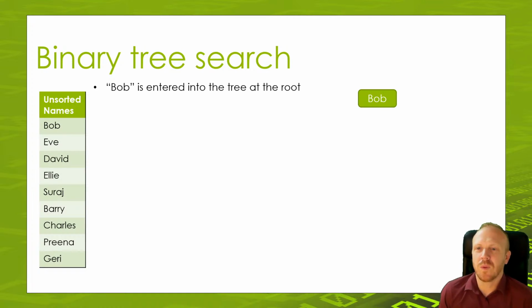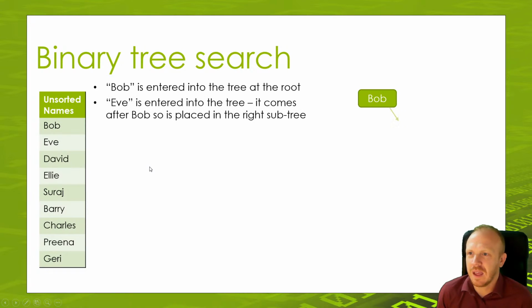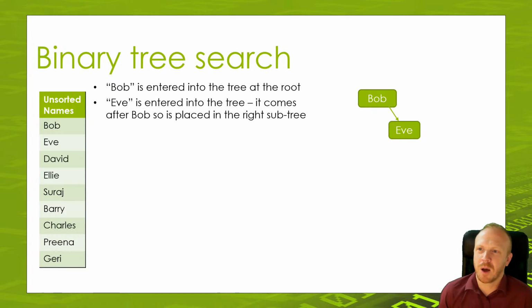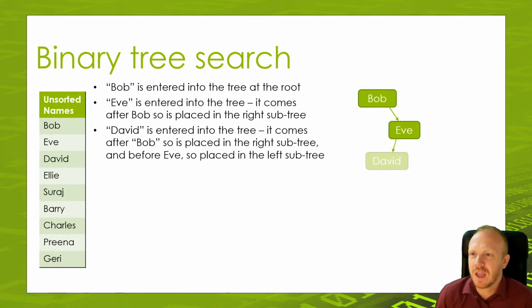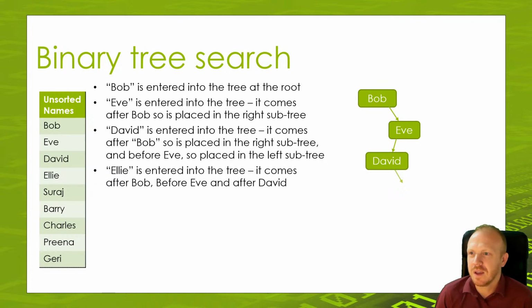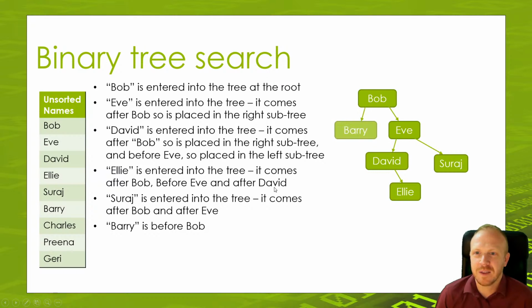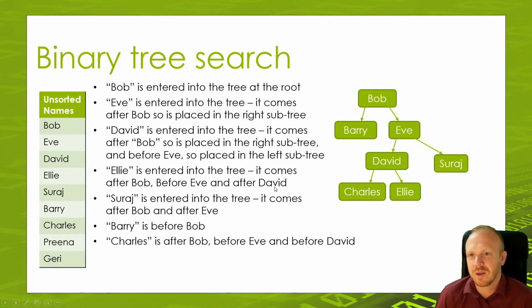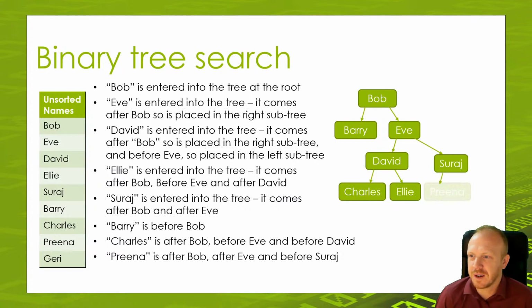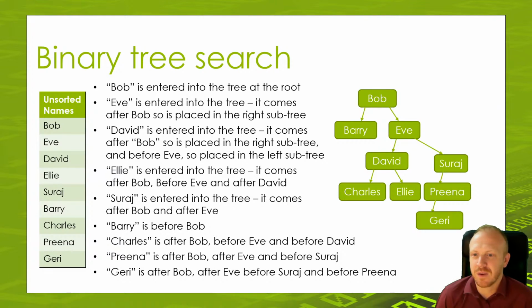But if as we're getting these values we put them into a tree to begin with, this can be a lot faster. So Bob comes in, goes at the root of the tree. Eve comes in, is placed in the tree, comes after Bob, so it's placed in the right subtree. David comes after Bob, so it's placed in the right subtree, but before Eve, so it's placed in the left subtree. Ellie, after Bob, before Eve, after David. Siraj, after Bob and after Eve. Barry, before Bob. Charles is after Bob, before Eve, before David. And Prina, and Jerry. And we end up with a tree like that.